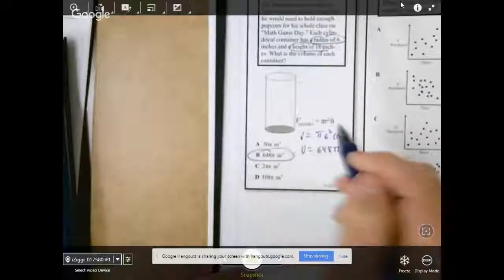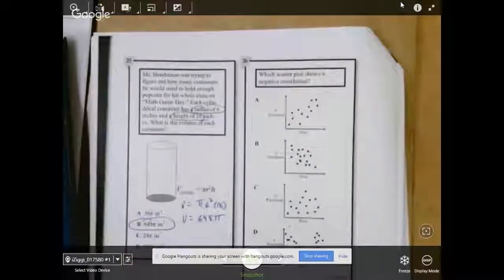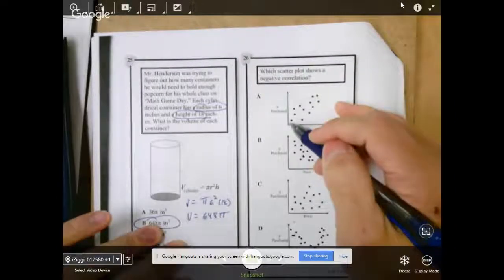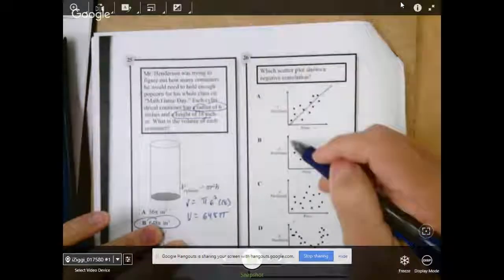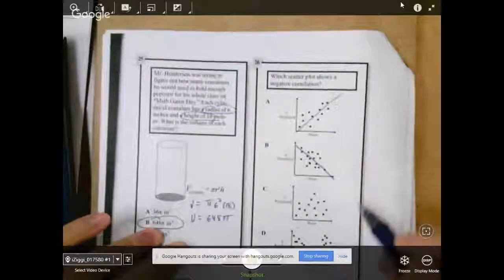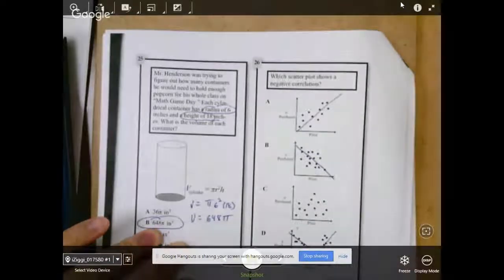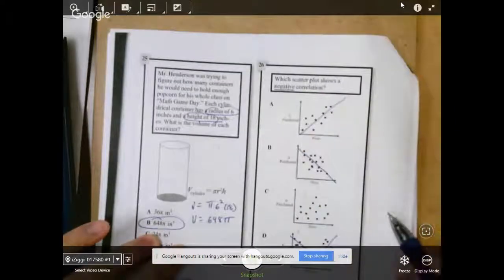Which scatter plot shows a negative correlation? So let's see if we drew a line of best fit, right? That looks like it's going up. This one looks like the negative right there. That looks like a blob, right? Can't really draw a line there. This one looks like a line going here and then a line going there, okay? So it looks like the negative correlation is B.